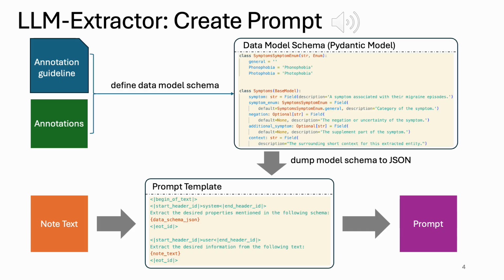The first step is to create the prompt. We have the annotation guideline and the annotations, and in this step we define the data model schema. Because we need to convert the schema to JSON, we convert the schema into a prompt template.